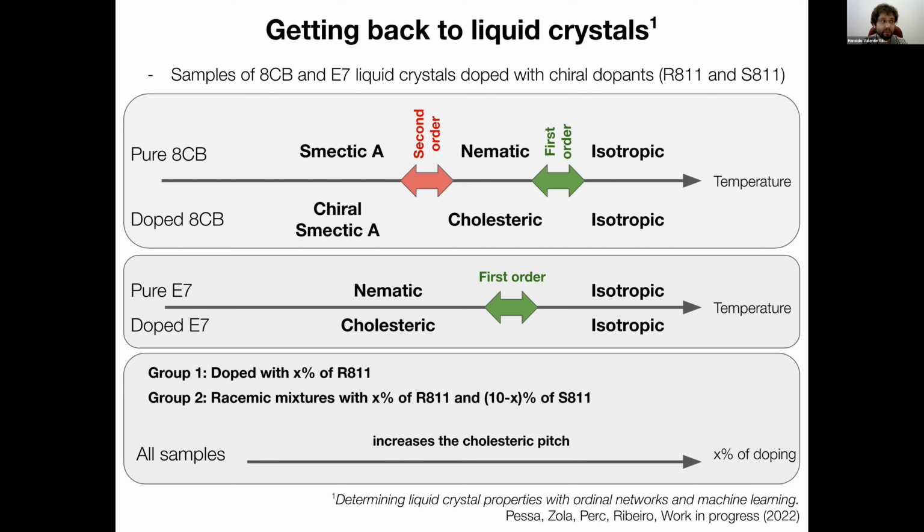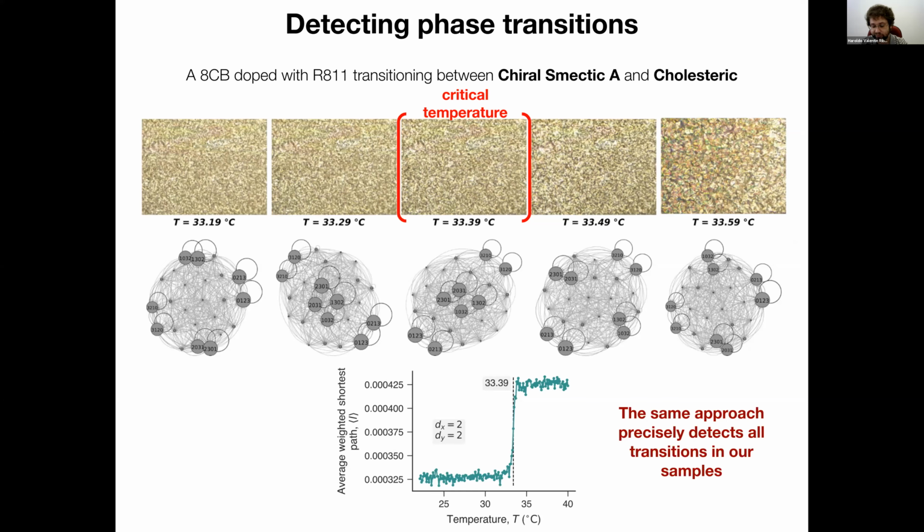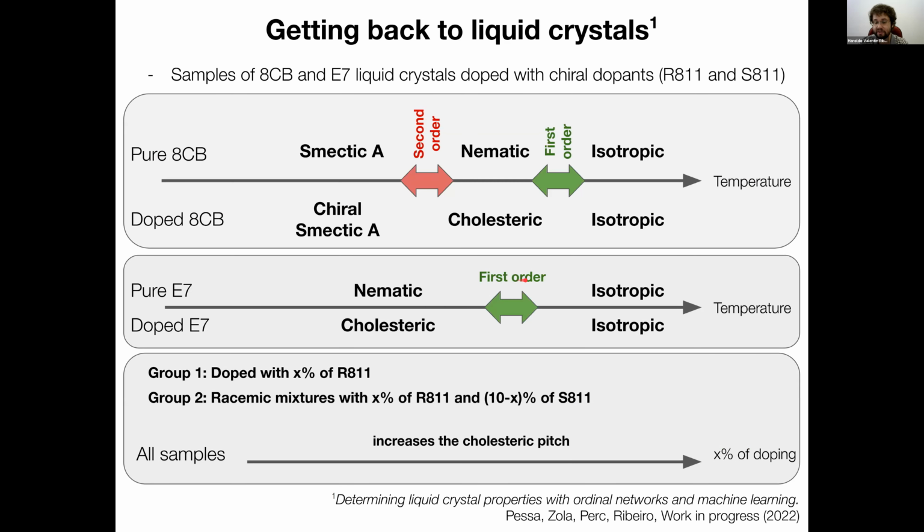And because now we are working with the real world, with experiments, we first ask if these ordinal networks are capable of identifying phase transitions in these materials. And also in this case, in addition to first order transitions, we also have second order transitions that tend to be harder to differentiate just by looking at the textures.